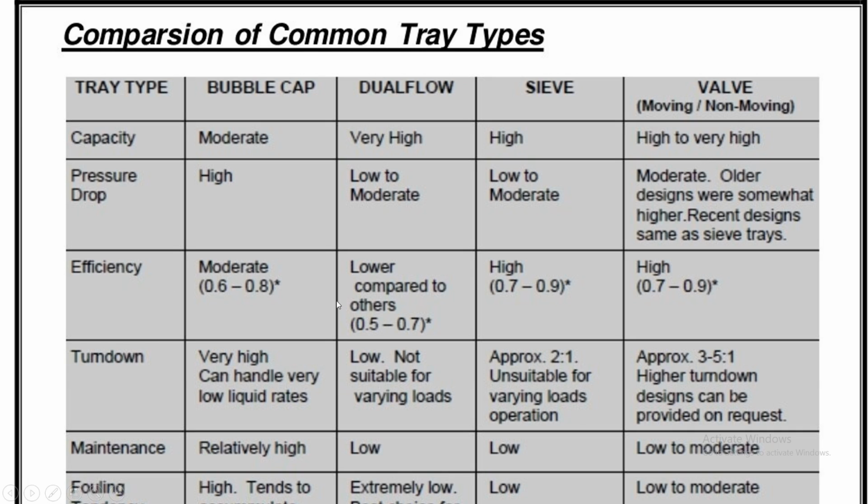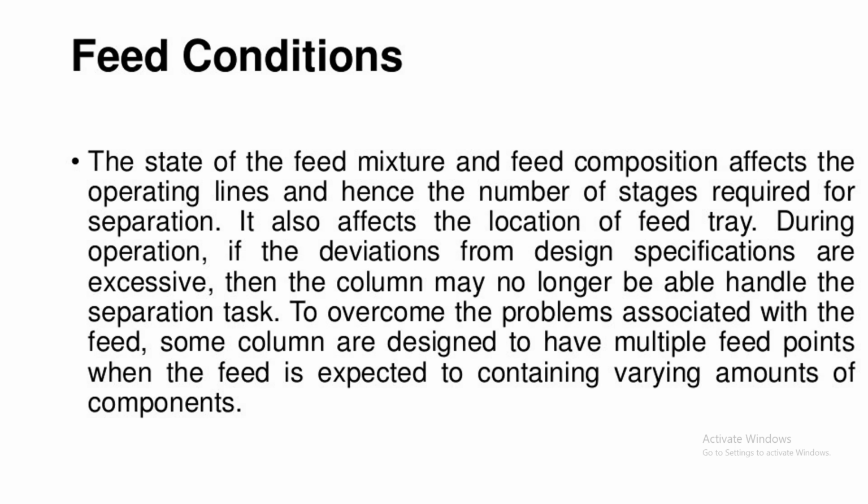And this is the efficiency enlisted, and similar to that the turn down ratio and maintenance, all these things are enlisted here. And now come to the feed conditions, which play a crucial role in determining the problems related to tray tower. We all know that the state of the feed mixture and feed composition affects the operating lines and hence the number of stages required for separation, and it also affects the location of the feed tray.